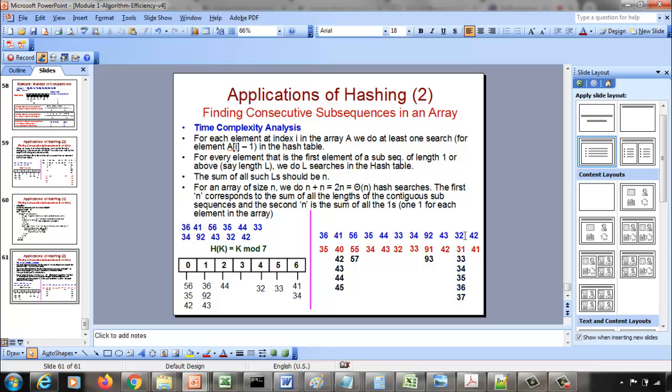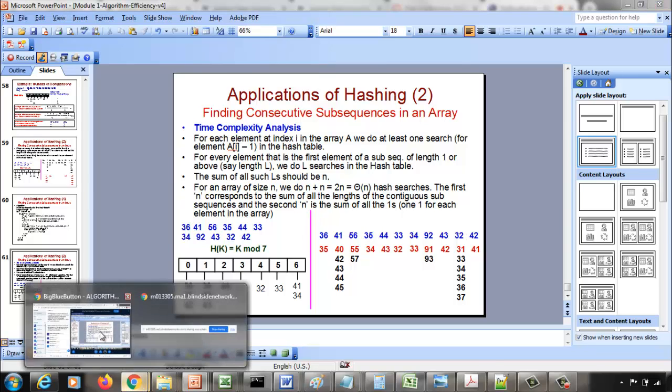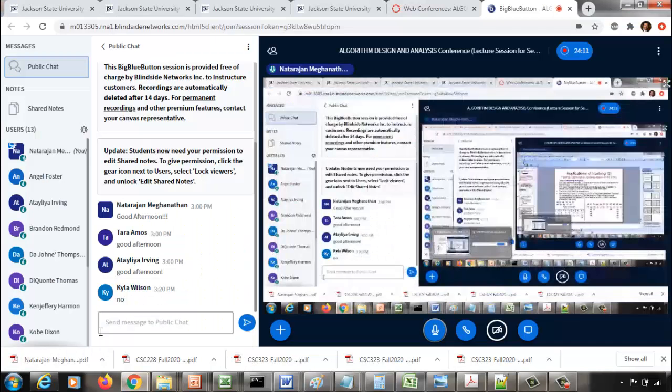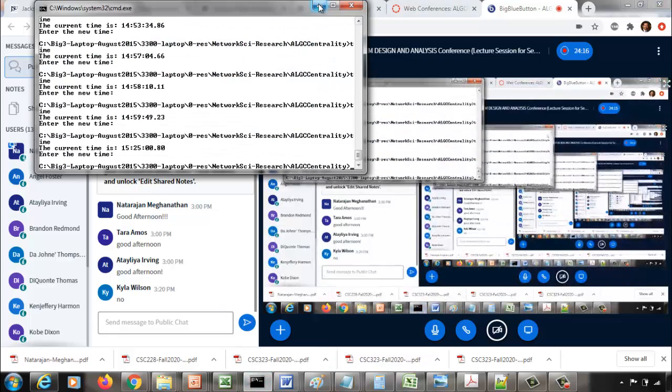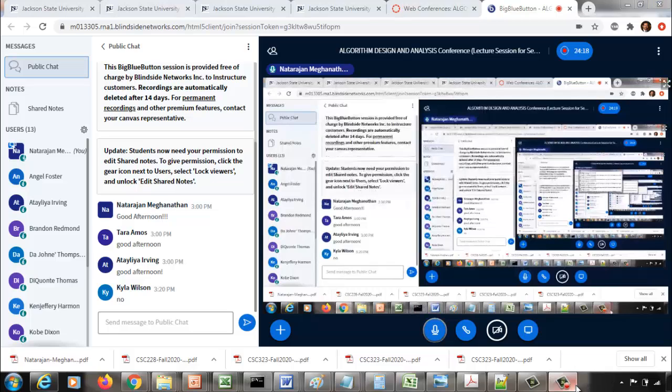Any question on the time complexity? Okay, so let us stop.